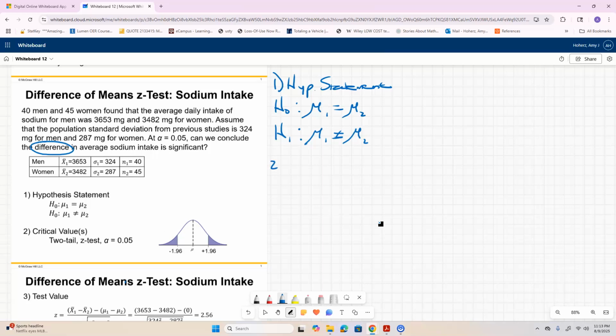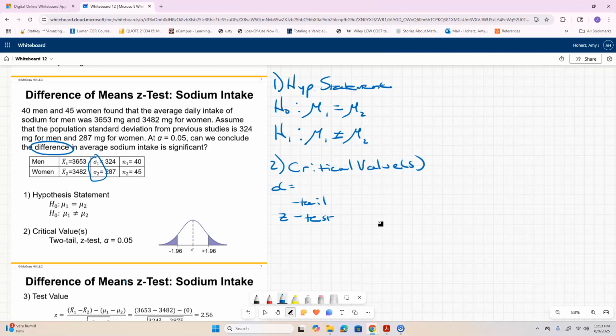Okay, so now for step 2, we are going to do our critical value or values. And we need to know our alpha. We need to know what the tail is, and we need to know what type of test we're doing. Well, the test, we have sigmas. If we have sigmas, we can do a z-test. We don't just have the s's, the sample standard deviations, we have the stronger information of the population standard deviations, so we can do a z-test.